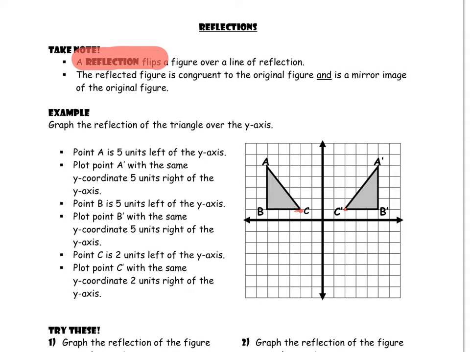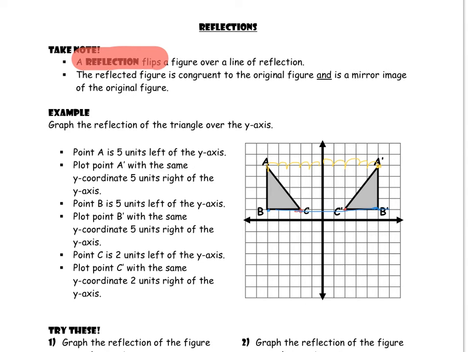B is 1, 2, 3, 4, 5 units from the y-axis. So along that same line, I'm going to go 5 units from the y-axis and put B prime. Same thing for letter A. A's over here, and I can count it 1, 2, 3, 4, 5 hops from the y-axis. So I'm going to go 1, 2, 3, 4, 5 to write A prime.